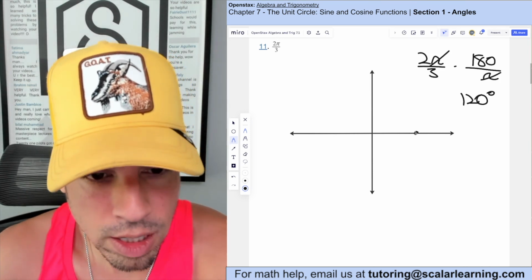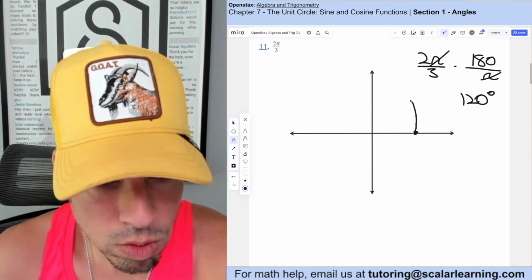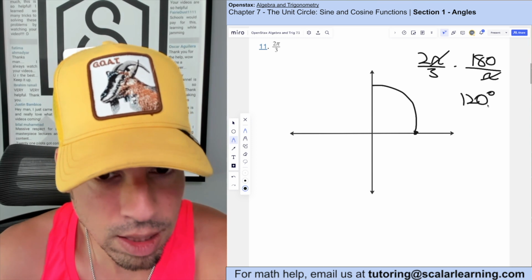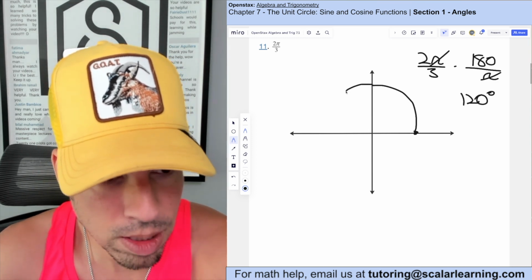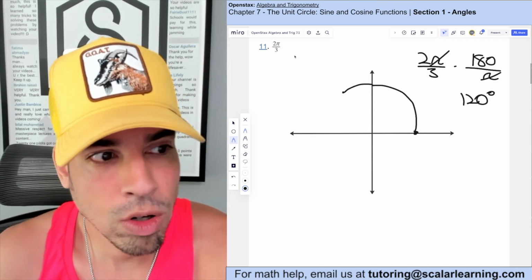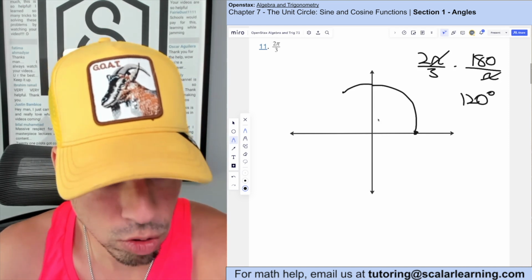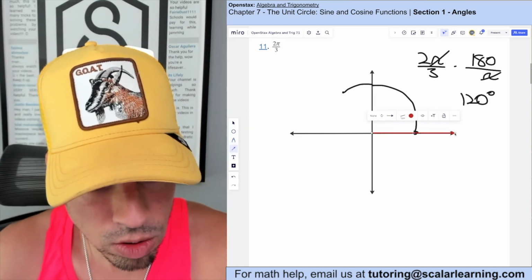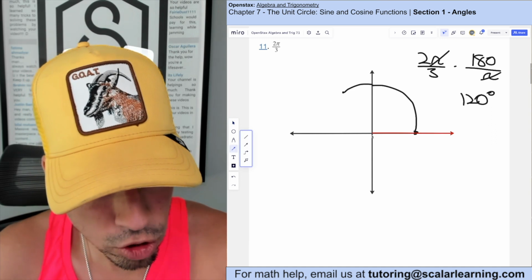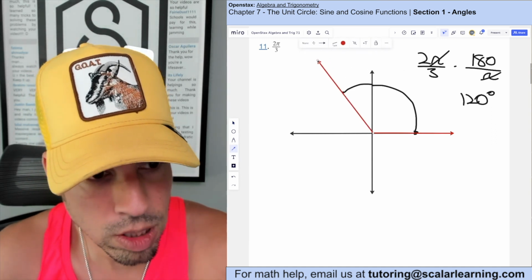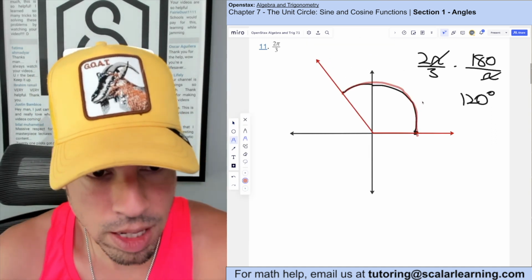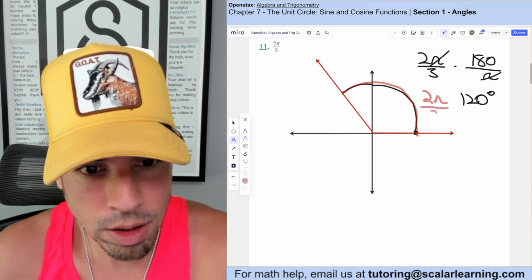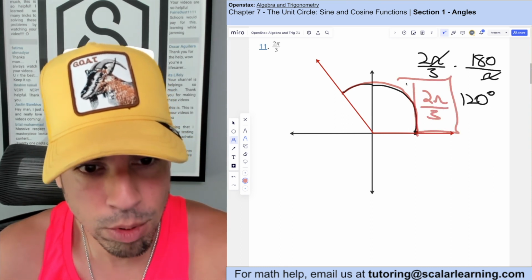If you look at it now, we'd go up here, which is 90 degrees, and then you have another 30 remaining, so that might be to here. This also looks like 2/3 of pi, or 2/3 of 180. So now our final measurement would be here with our initial side, here with our terminal side, and this portion here being that angle of 2 pi thirds, or 120 degrees. Boom, done.